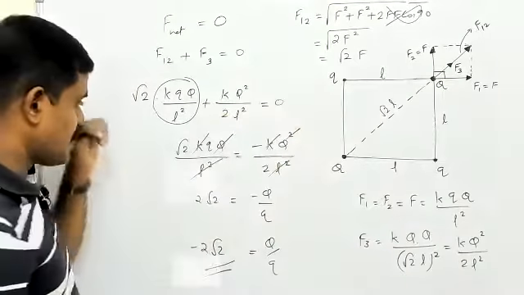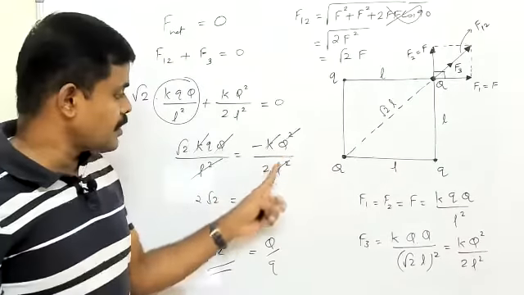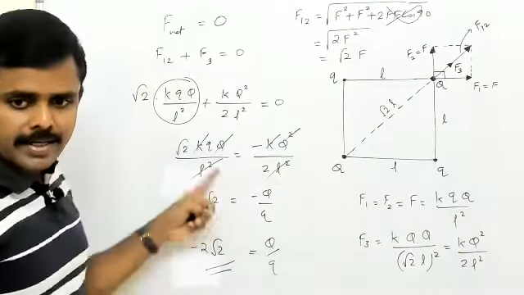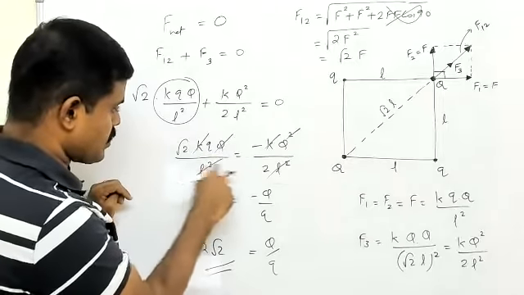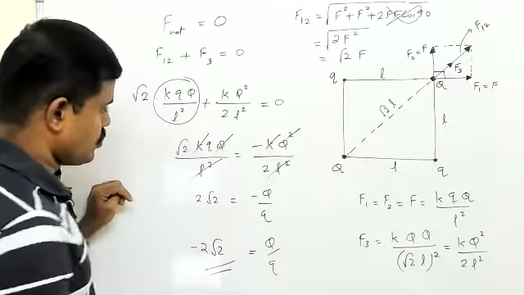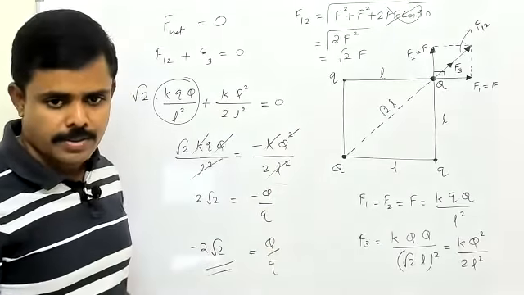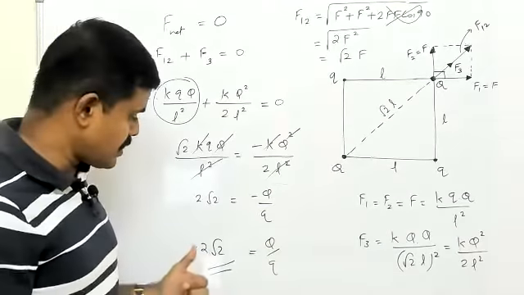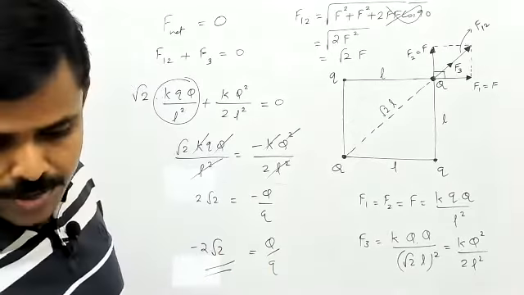Now this is going to the right side. So root 2 into KQQ by L square is equal to minus KQ square by 2L square. K and K are cut, L square gone. You get this 2 to the left hand side. 2 root 2 is equal to the small q goes to the right, minus capital Q by small q. So if I take minus to the left side, capital Q by small q is minus 2 root 2. Answer is option A.